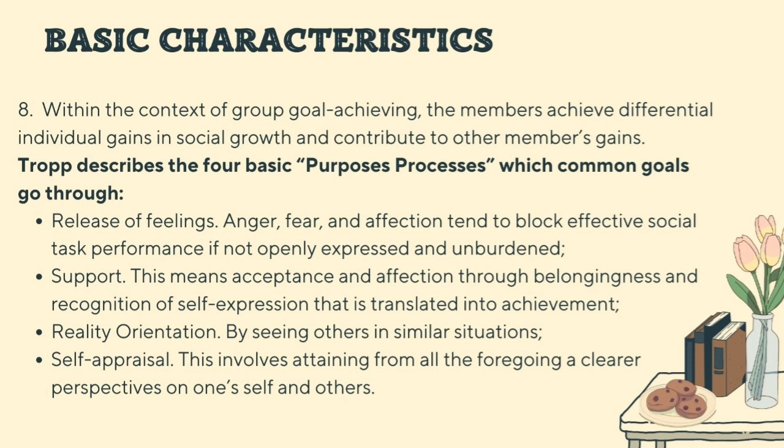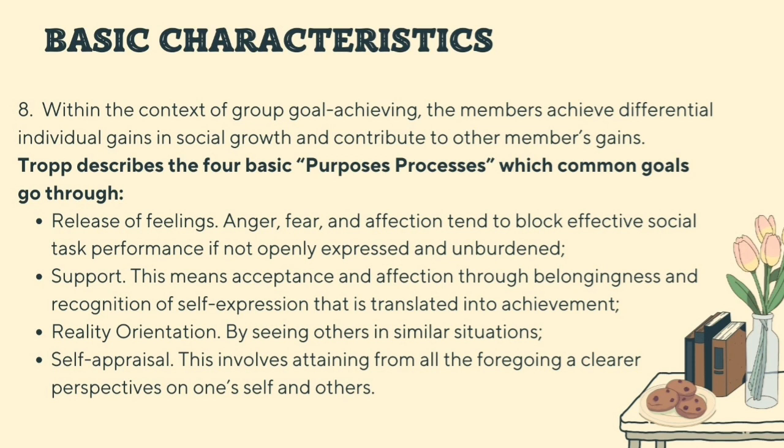First, release of feelings. Anger, fear, guilt, and affection tend to block effective social task performance if not openly expressed and unburdened, preferably in the presence of others who are in comparable situations and can thus appreciate and respond to these expressions. Second is support. This means acceptance and affection through belongingness and recognition of self-expression that is translated into achievement, which encourages the tapping of further strength resulting in gains in self-esteem. Third is reality orientations.